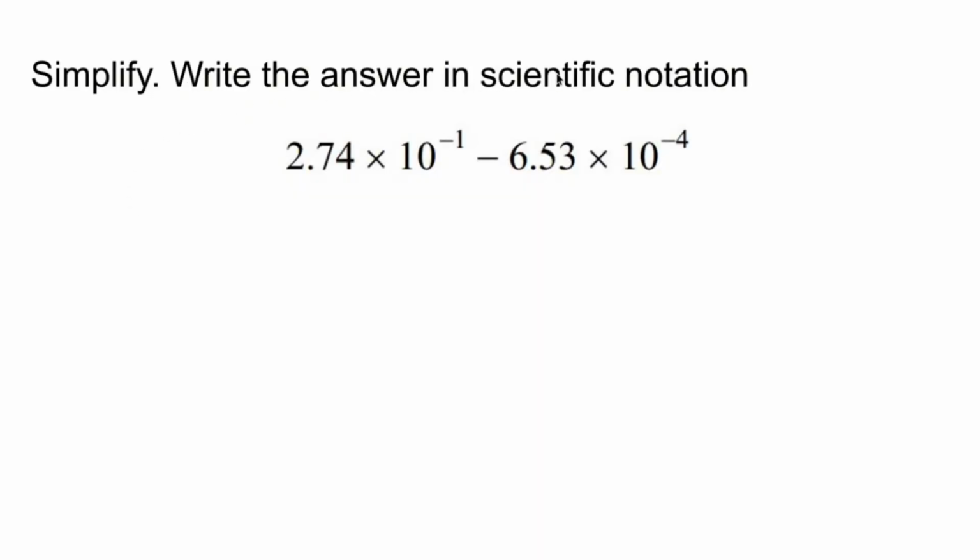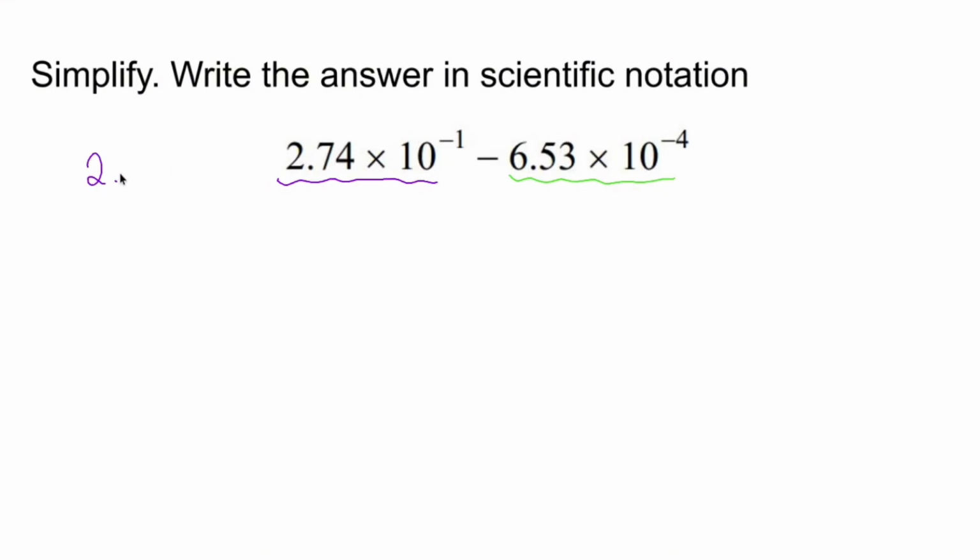Simplify. Write the answer in scientific notation. This is going to be gross. All right, so we have that number right there, minus a different number right there. This is minusing, not timesing. So you can't just move things around because of that subtraction. We have to follow PEMDAS. So we actually have to do the math here.